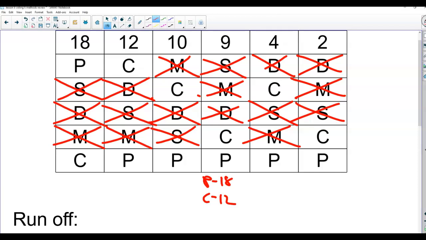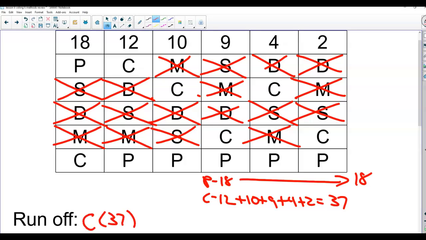18 votes that went with P, you keep your first place votes. C keeps its 12 first place votes. Now I go to the 10 column. C is better than P, so it gets those 10 votes. The fourth column, C is better than P, I get 9 votes. Here, C is better than P, I get another 4 votes. And here, C is better than P, I get another 2 votes. And I add it up. P has a score of 18. C has 12 and 10 is 22, and 9 is 31, 31 and 4 is 35, and 2 is 37. 37 obviously beats 18. So C with a score of 37 is my runoff method winner.